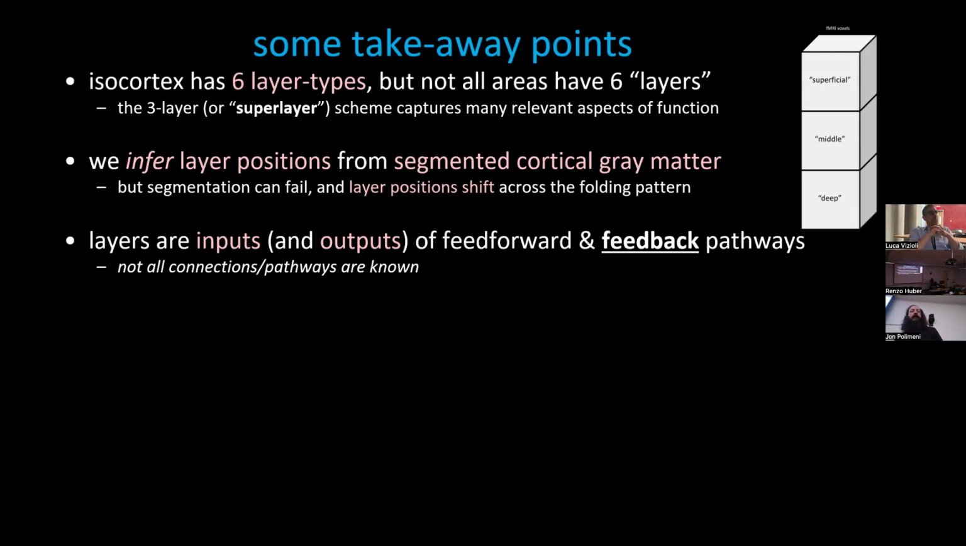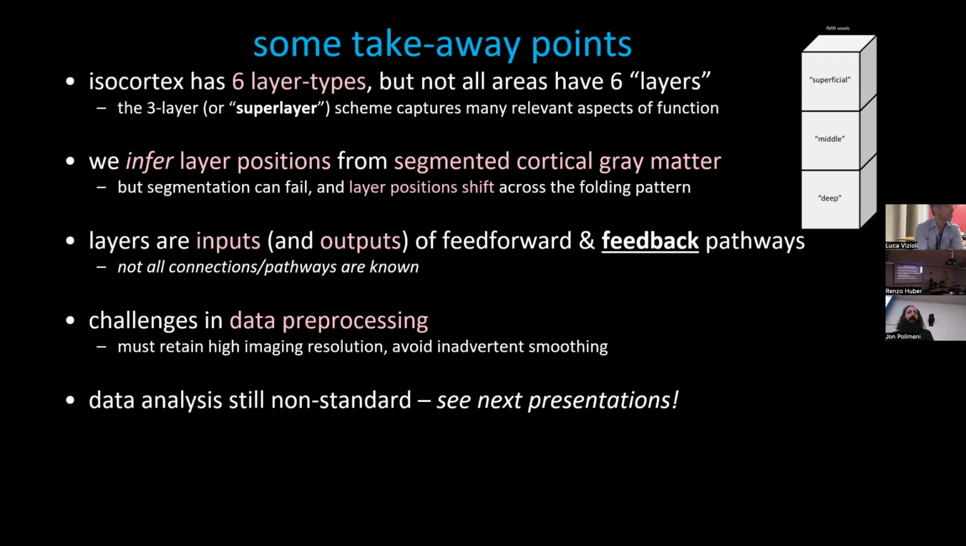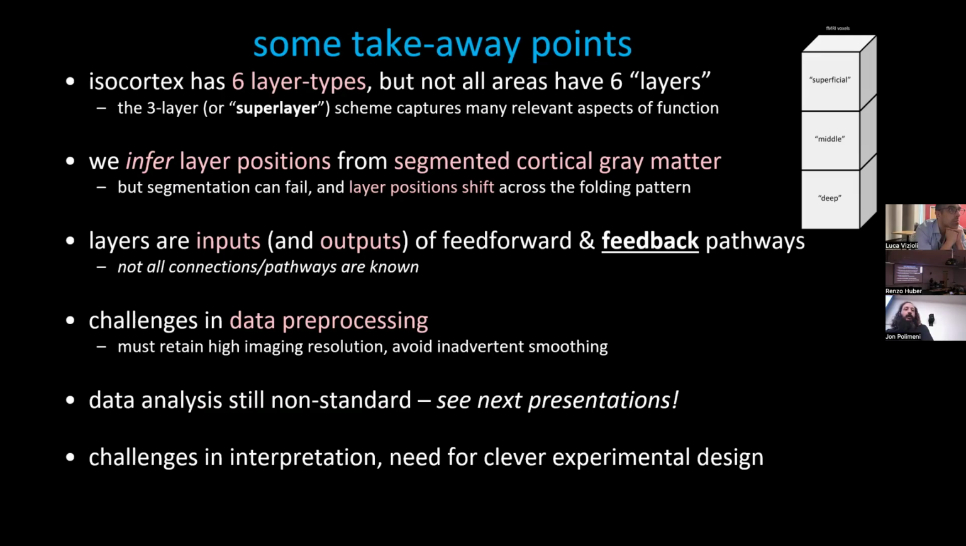It's kind of a useful summary, but still a lot to be sorted out. There's many challenges in data pre-processing. Again, we need to retain our high imaging resolution. A lot of conventional techniques will fail. Data analysis is still non-standard for layer fMRI, but we're going to hear a lot about this in the next presentations. And just to end, a lot of challenges in interpretation and a big need for clever experimental design. Again, to isolate the effects of interest, establish controls, as I showed you, or to establish a null hypothesis.